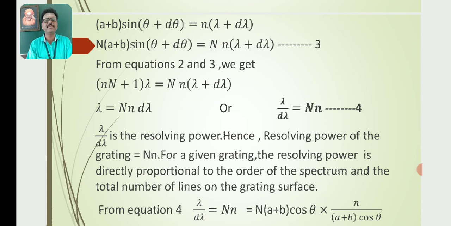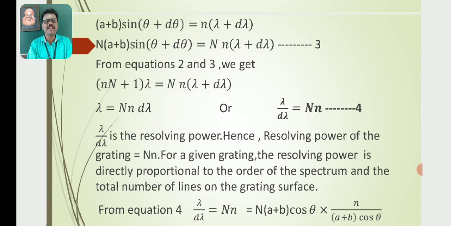So after simplification, we will get λ = n N dλ, or finally λ/dλ = nN. Let this be equation number 4, where the factor λ/dλ is the resolving power. Hence the resolving power of the grating is equal to nN.